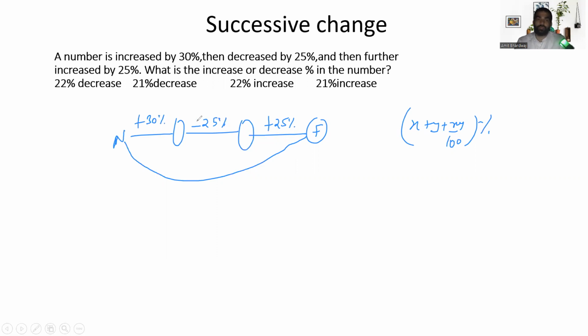So always remember, if you find the effective of these two, you will get one value, then the effective of these two. The better idea is to first find the effective of these two. This will not change the result. Minus 25 plus 25. Effective is minus 25 plus 25, minus 625 by 100. This is 6.25, minus 6.25%.